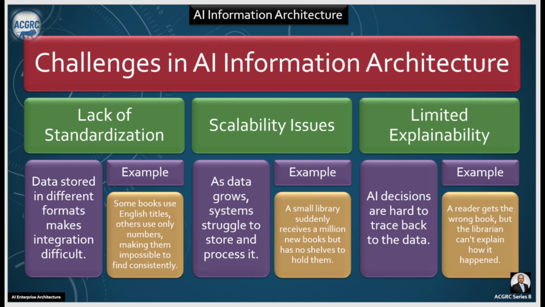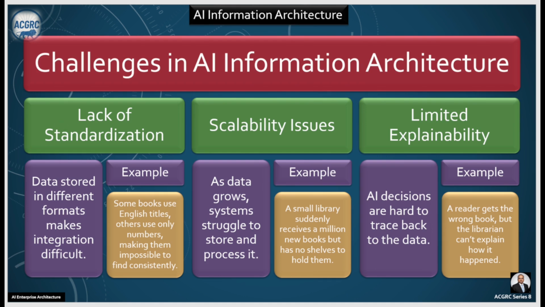Now, as data grows, systems struggle to store and process it. Example, a small library suddenly receives a million new books but has no shelves to hold them. That's your scalability issue. Now, AI decisions are hard to trace back to the original data. Example, a reader gets the wrong book, but the librarian can't explain how it happened. That's the explainability challenge that we have.